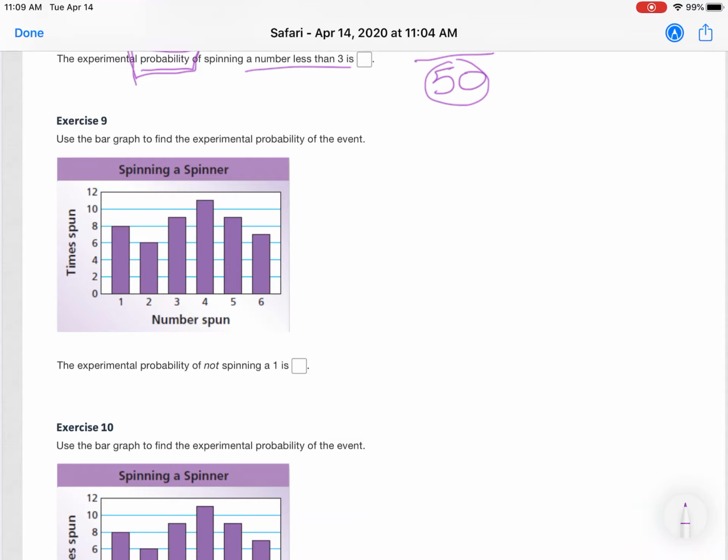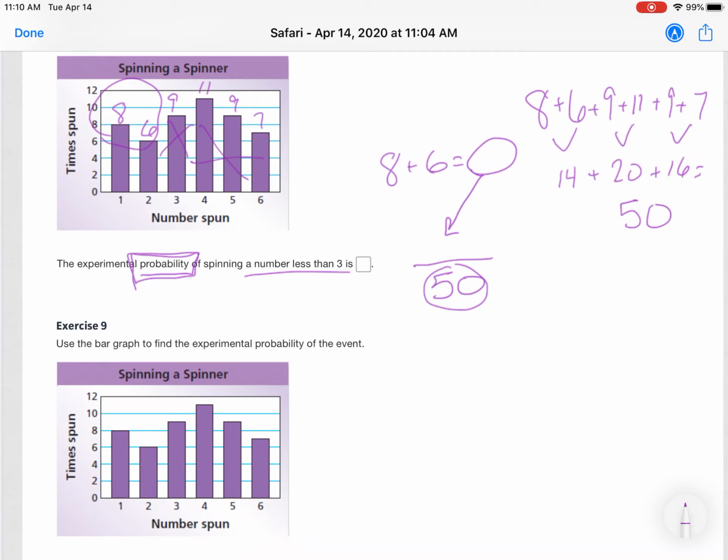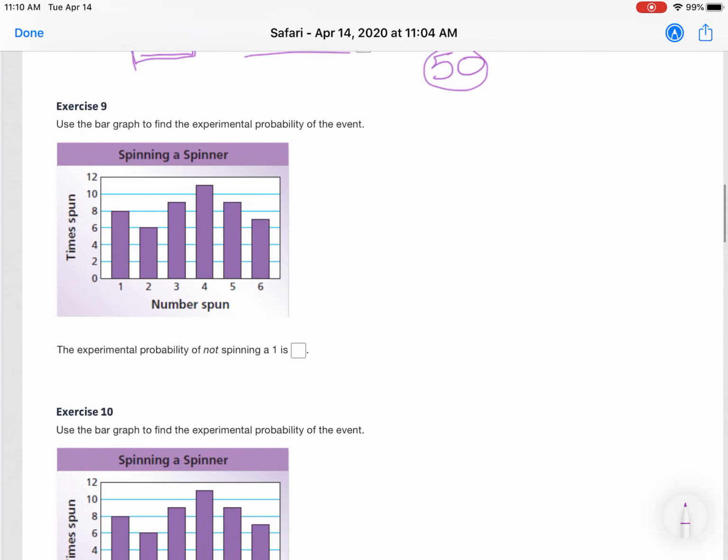Use the bar graph to find an experimental probability. So we're going to do the same thing here. It looks like the same graph. Let's see, 8 and 6 and 9 and 11 and 9 and 7. Yes, it is the same graph. So your denominator is going to be 50. And it's asking to not spin a 1. So we don't need the 1, but we do need to add up all of these, and then that's what goes in your numerator.